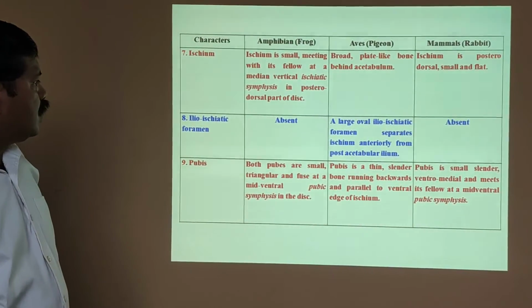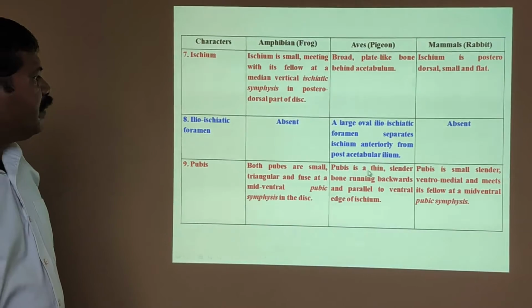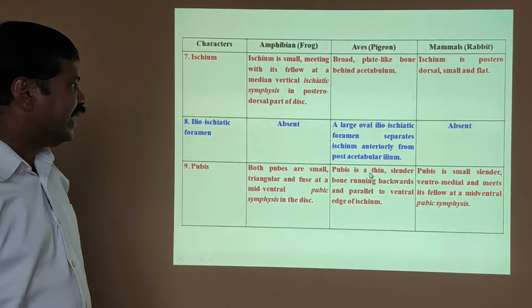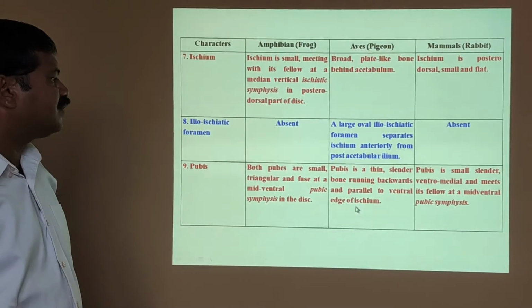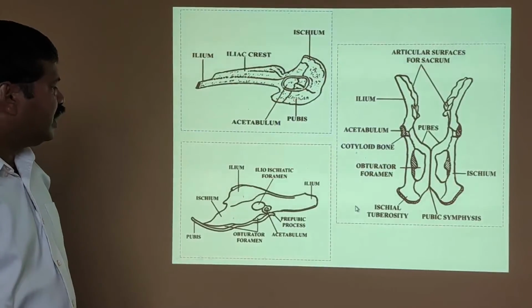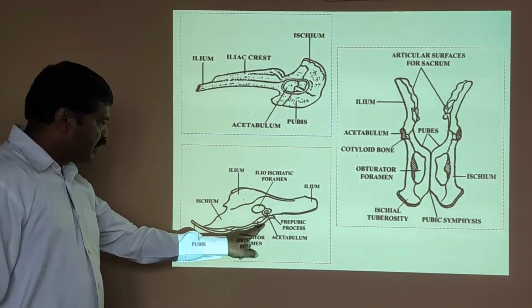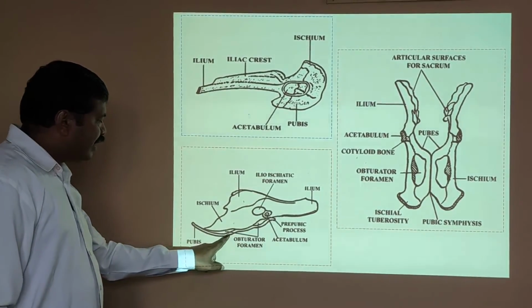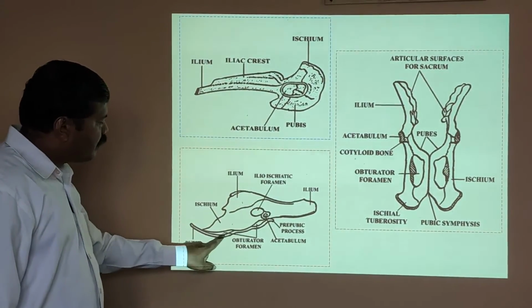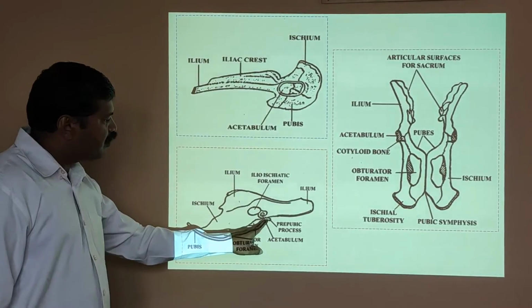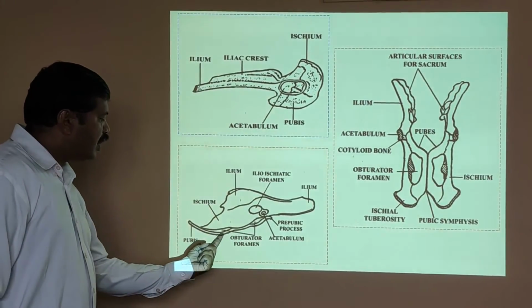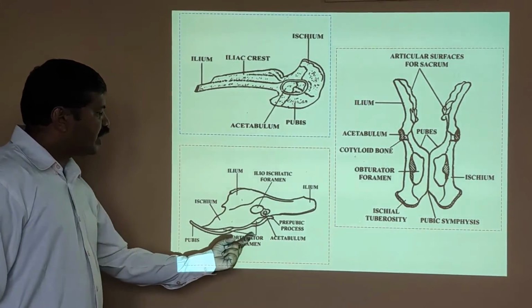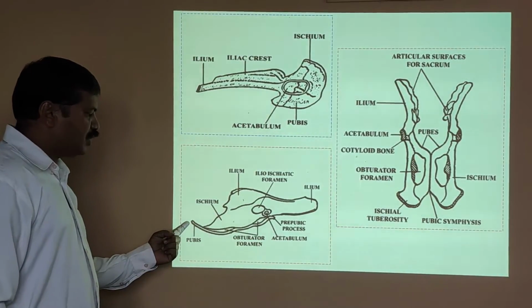Right. So the next is pigeon. The pubis is a thin, slender bone running backwards and parallel to the ventral edge of the ischium. Here you can see, in case of pigeon, a thin, slender, long bone. It runs from the acetabular region. So a small, thin, elongated tube-like bone. It runs from the acetabulum up to the posterior end of the body.